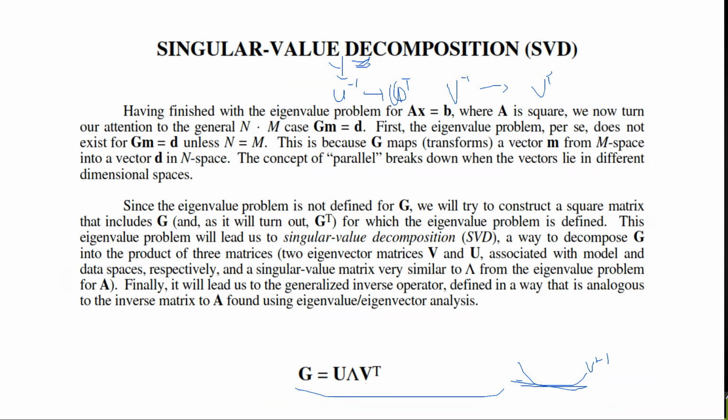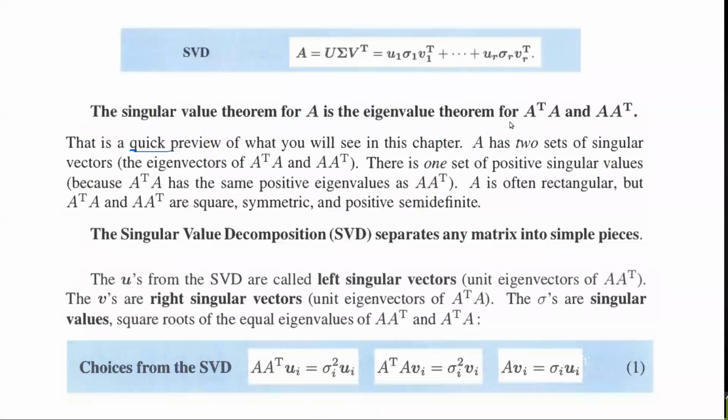So let me see. In our system we have G times the model vector M, and that equals the data vector. And so we are doing the operation on the G. We are trying to find how we can decompose this G so that we can estimate our model parameters.